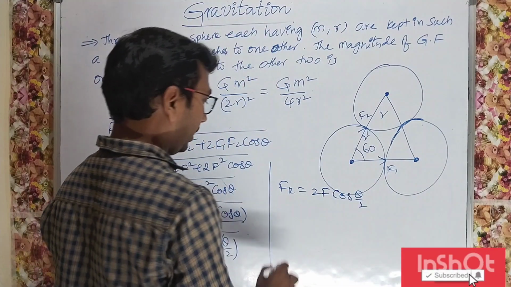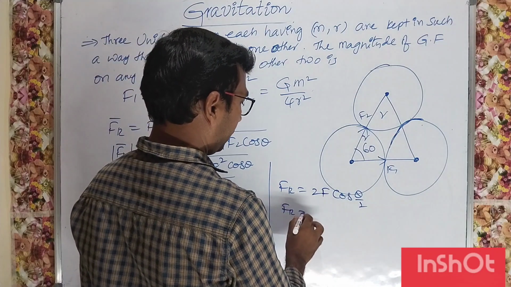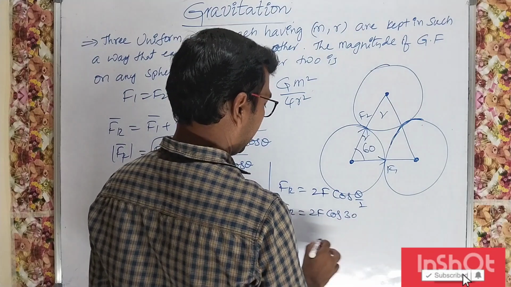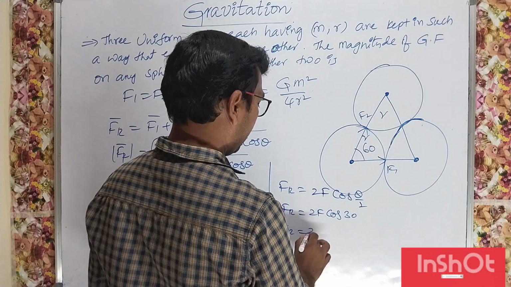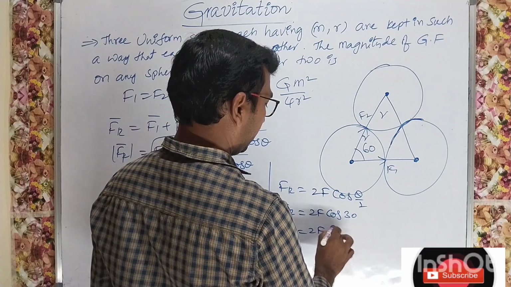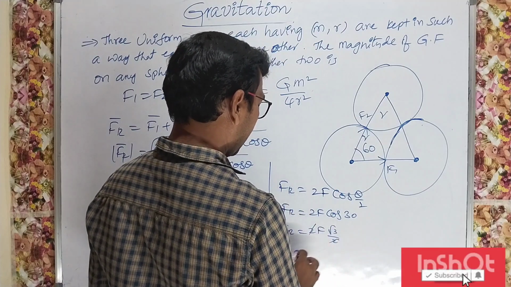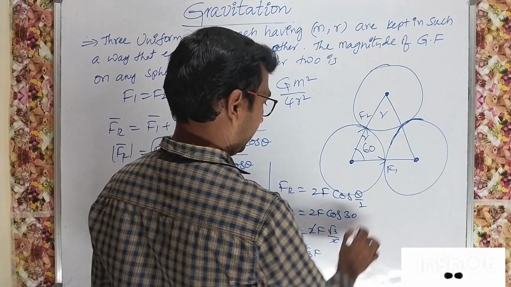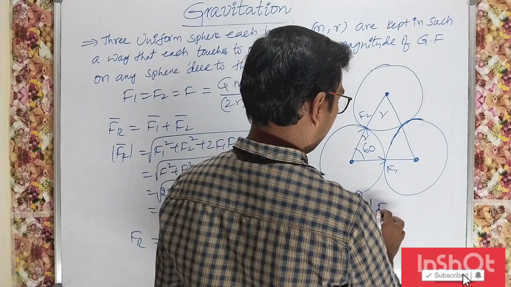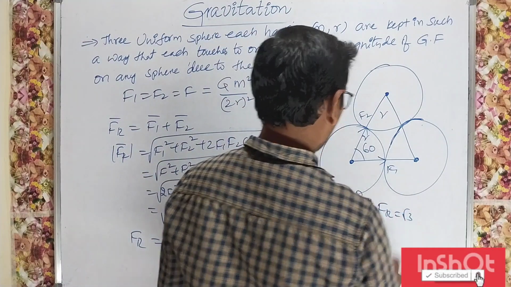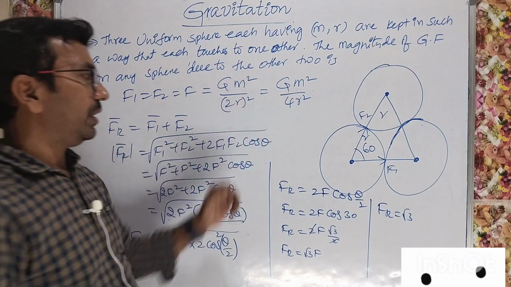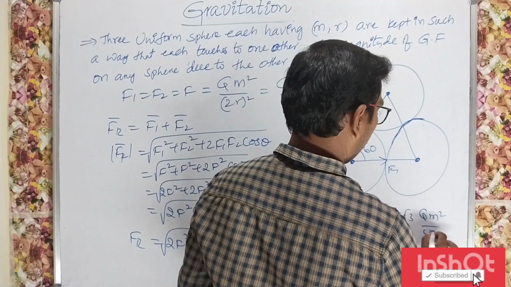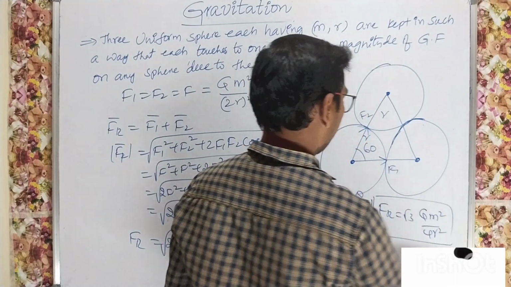So theta is equal to 60 here. So Fr is equal to 2F cos 30. Cos 30 value is root 3 by 2, so Fr is equal to 2F into root 3 by 2. This 2 cancels. So Fr is equal to root 3 F. So you can write the resultant force Fr is equal to root 3 into F, where F is G m square by 4r square. So this is the resultant force.